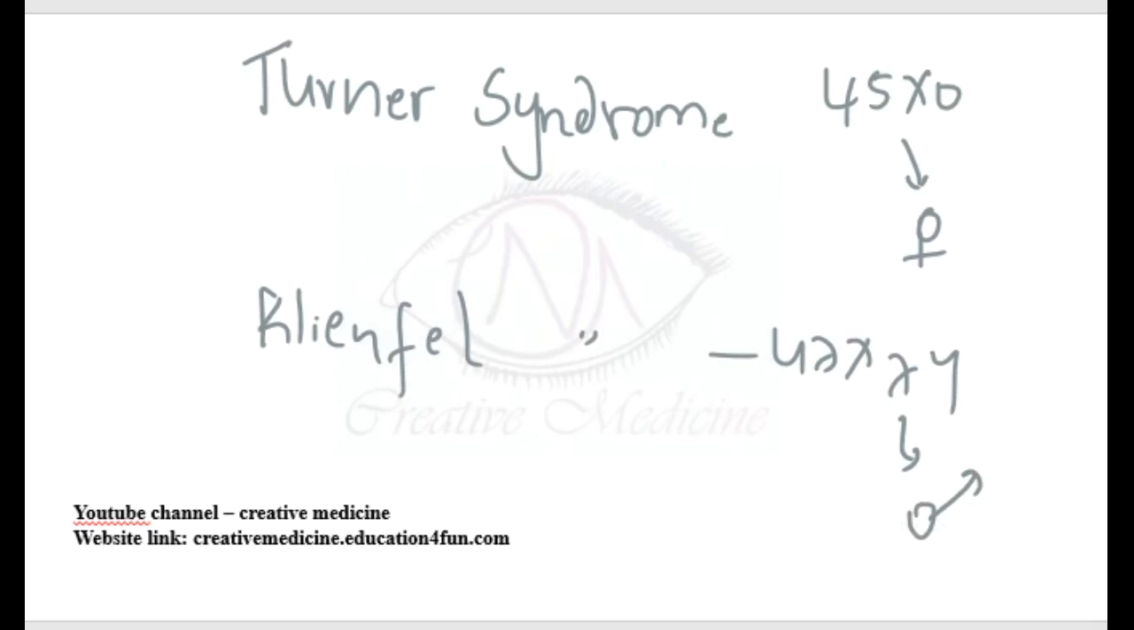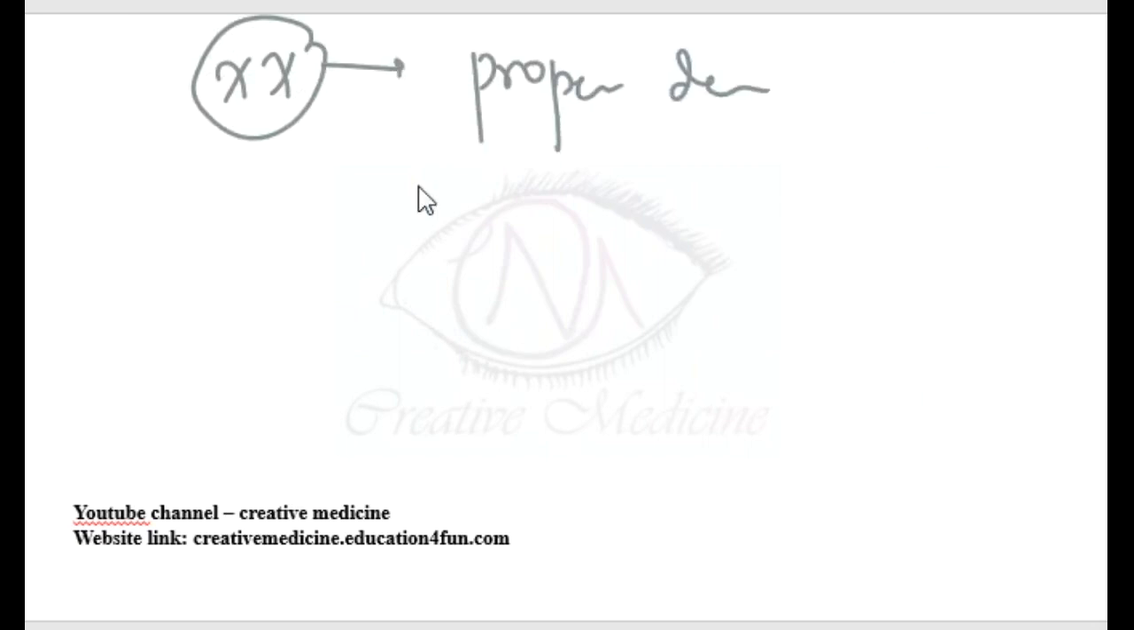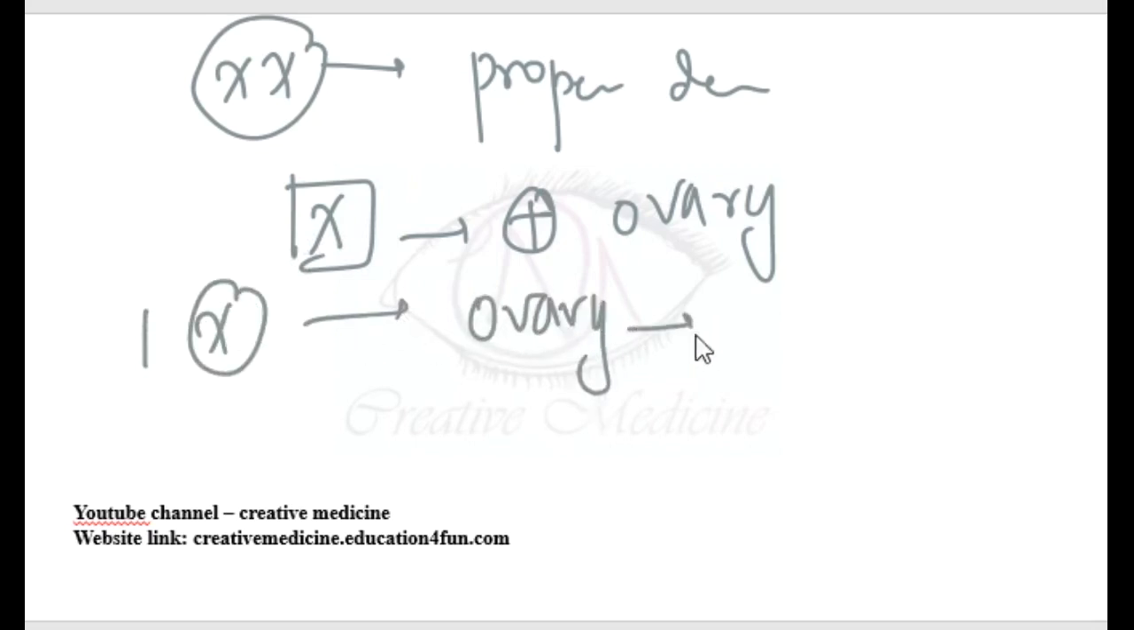For proper development of ovaries, both X chromosomes should be present. Although both the X chromosomes are not needed for the presence of ovary. For the presence of ovary, one X chromosome is sufficient. But for proper development of ovaries, both the X chromosomes should be present. In Turner syndrome, only one X chromosome is present and ovaries are developed as streak gonads. Natural tendency of a conceptus is to develop into a female.